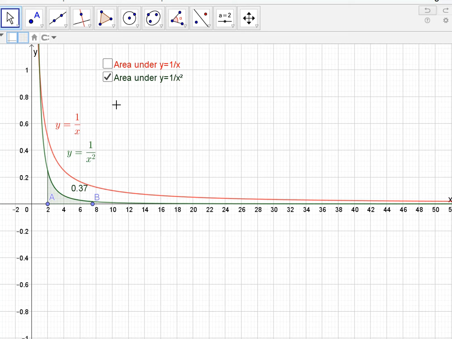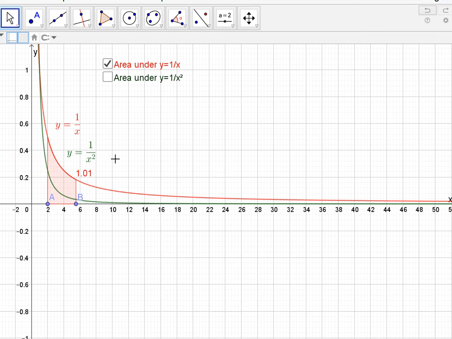Here we have a dynamic GeoGebra which shows what happens for the area under 1 over x squared as we move from the lower limit of 2 towards infinity. So moving point B, which is the upper limit for the integral, as you can see the area is increasing, but hopefully you will accept the fact that it is moving towards a half but will be limited by a half.